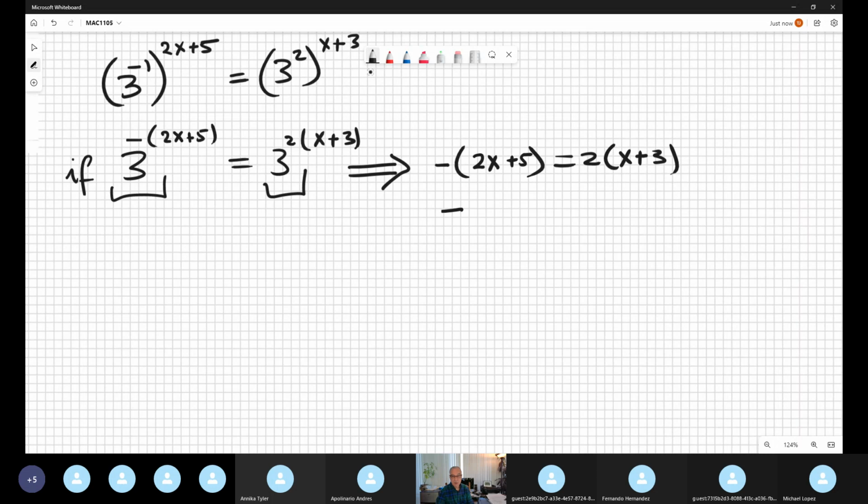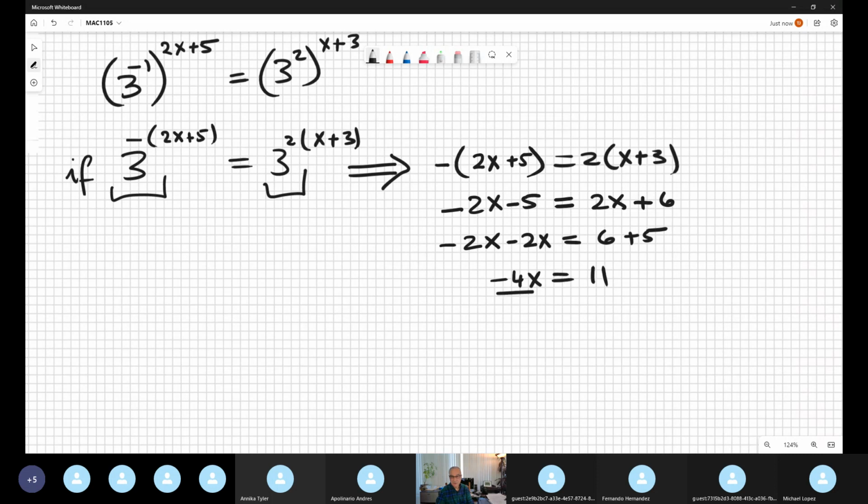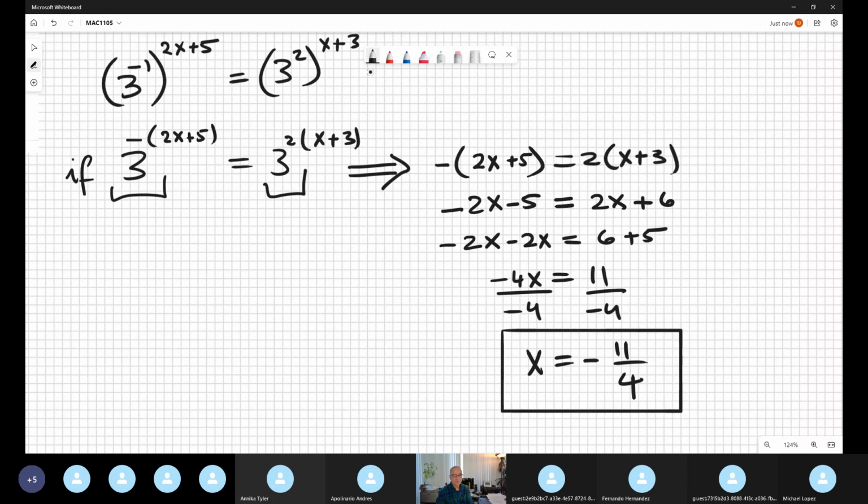You distribute it: minus 2x minus 5 is equal to 2x plus 6. Let me try to move, for example, minus 2x stay here, plus 2x I bring to the other side, 6 stay, 5 I bring to the other side. We have minus 4x equal 11, divided by -4 both sides. x is equal to minus 11 over 4. Boom.